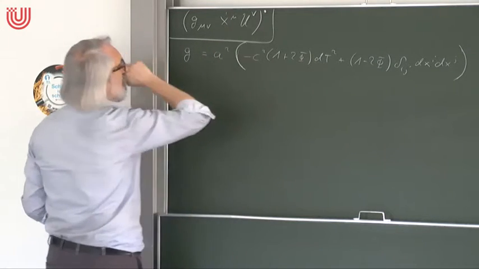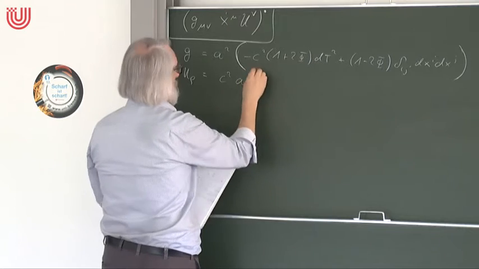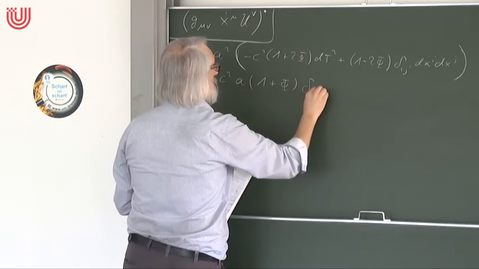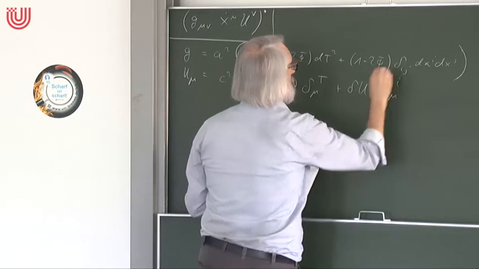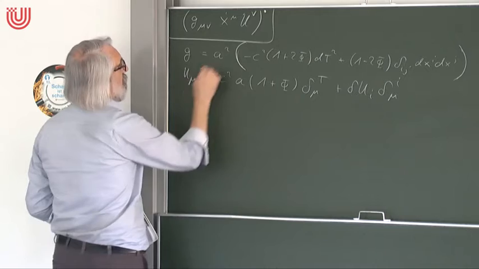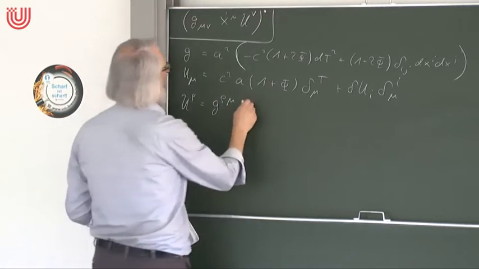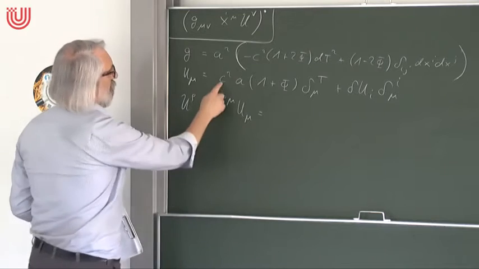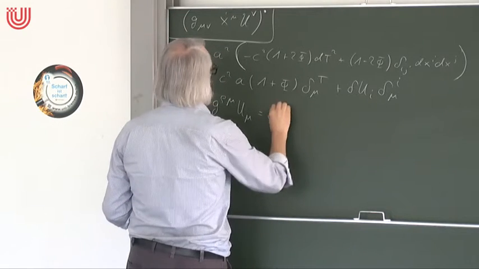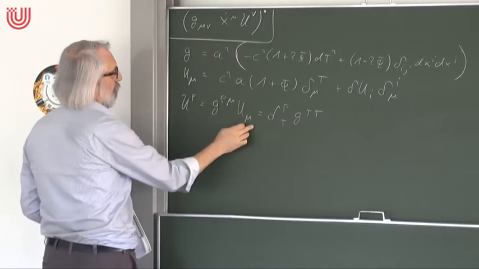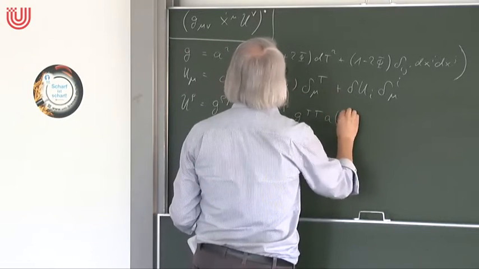So we need to know what our observer field is, and with the index down, it was c squared a, 1 plus phi delta mu t, plus delta ui delta mu I. And if I want to pull the index, I need it with the index up here. So I have to multiply this with g rho mu. This is g rho mu times u mu. So if I multiply with the first term, the mu becomes a t. So I have gtt. There are no mixed terms. If mu is t, then rho must also be t. And I just get it multiplied with gtt times 1 plus phi.